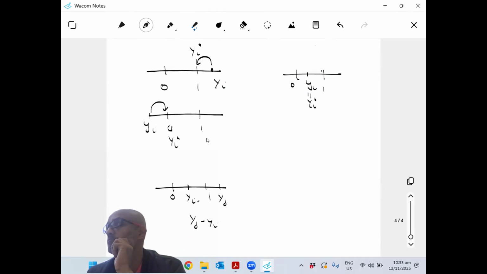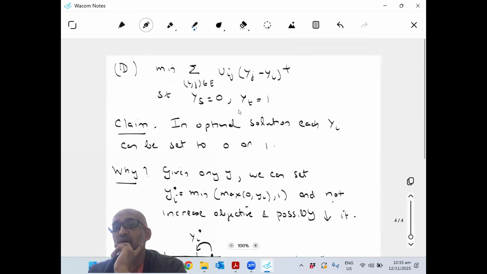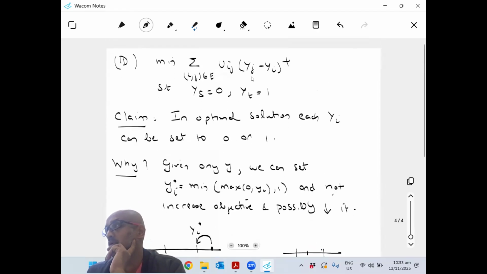yj minus yi. If I move yj back to this number, I will get a number yj star, which is 1, minus yi. This difference is smaller than this difference. So I'm only decreasing my objective function value by doing this. I'm trying to minimize. I have no interest in making things large. I'm trying to make things small here in the optimal solution.